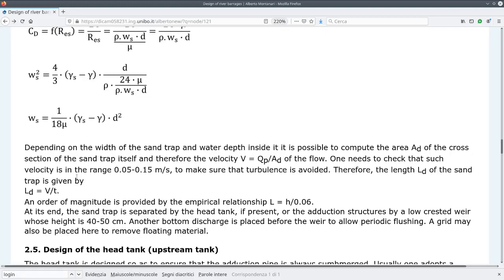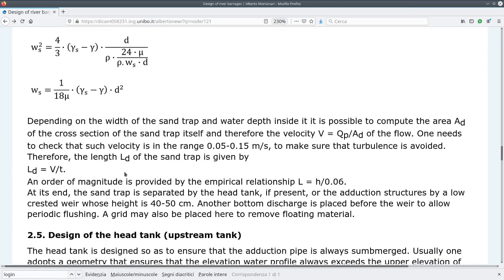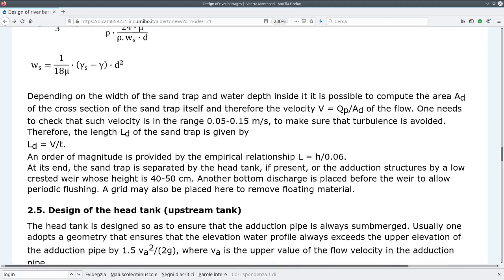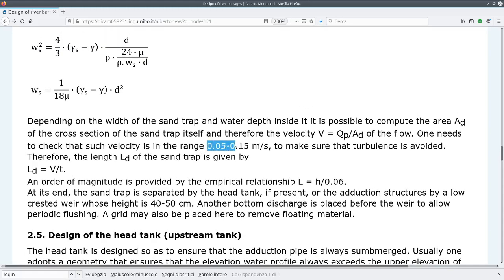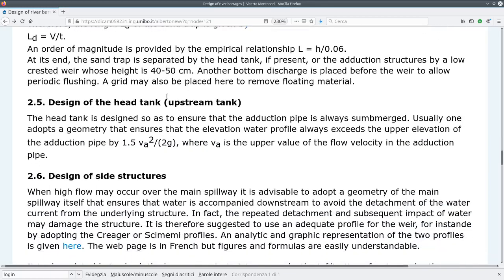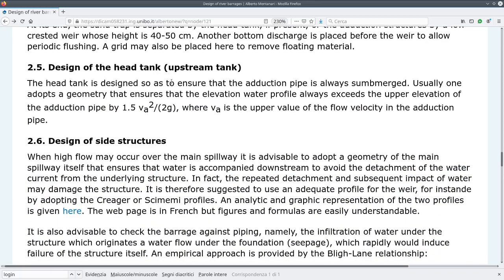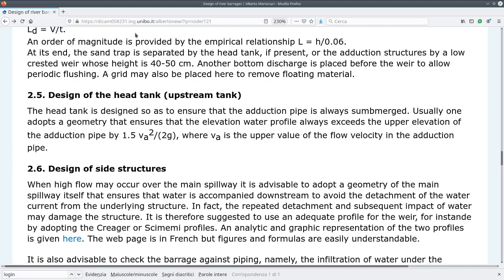First of all, I gave you a range that is too large for the velocity, so let's take the range that is given here, which is now better specified with a lower value. It ranges up to 0.115 meters per second. Indeed, in order to avoid turbulence, this is quite delicate. And now there is also another order of magnitude that can be given by this relationship here.